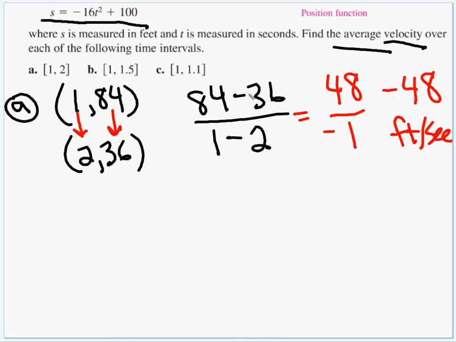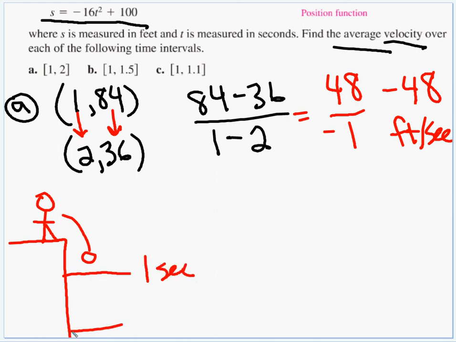That's an average. Remember, we're dropping something off a 100-foot building. So here we are on a 100-foot building. We throw off the billiard ball. Here it is after the first second. And then here is the second. What is the average rate of change over that interval? And here we saw it was negative 48 feet per second.